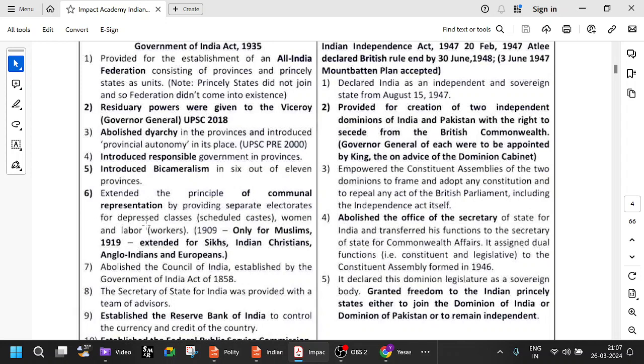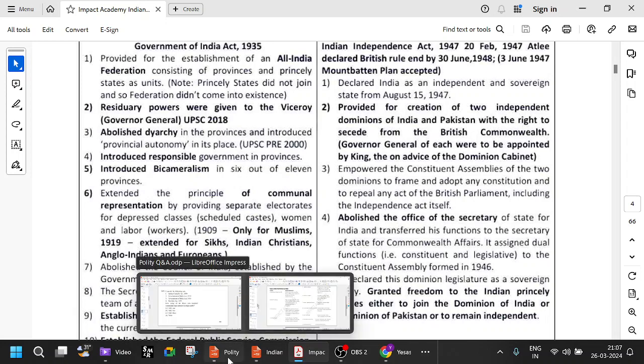And women and labor also. So in 1909, only for Muslims. In 1919, it was extended to Sikhs, Indian Christians, Anglo-Indians, Europeans, etc. And in 1935, it was provided for depressed classes, women and labor within the Hindus.